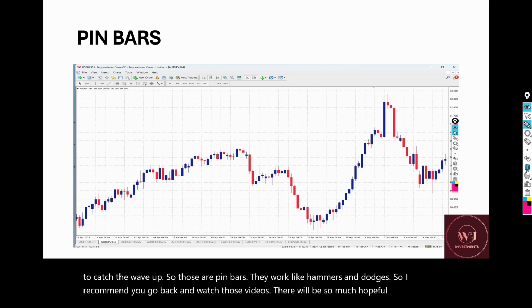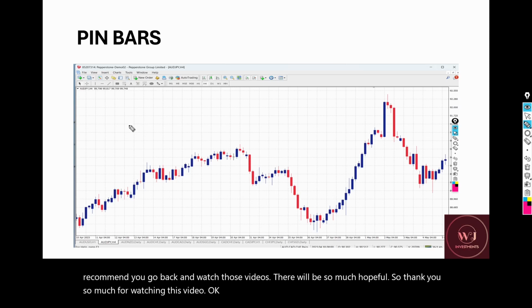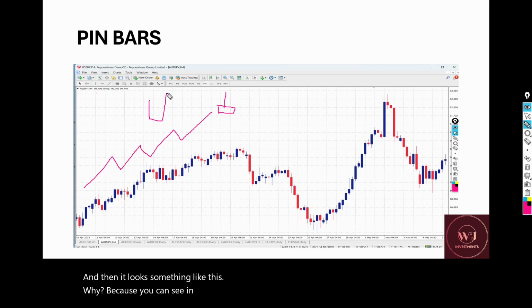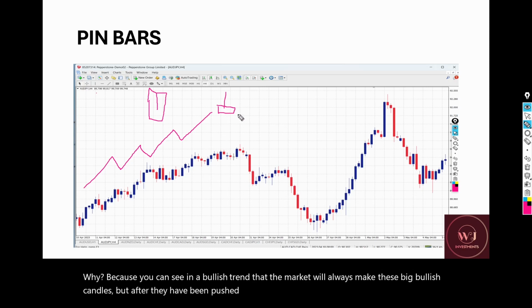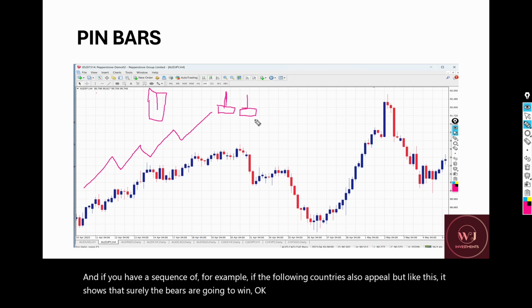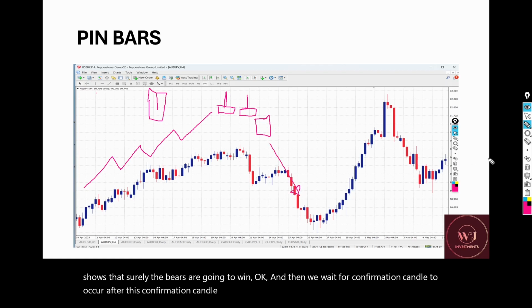Thank you so much for watching this video. Okay, so in recap, a bearish pin bar occurs in an uptrend, and it looks something like this. Why? Because in a bullish trend the market will always make these big bullish candles, but after they have been pushed down by bears, they could end up something like this. If the following candle is also a pin bar like this, it shows that surely the bears are going to win. Then we wait for a confirmation candle to occur. After this confirmation candle, we can make a trade.